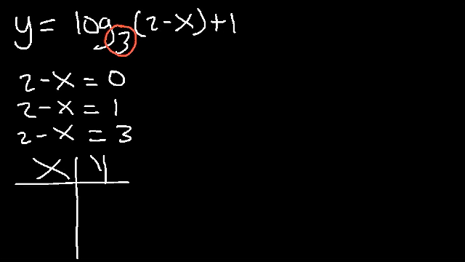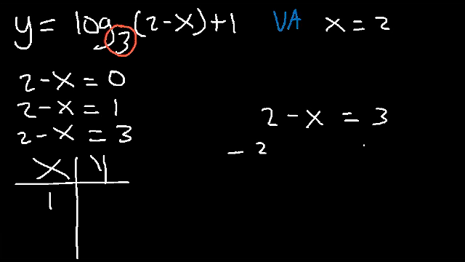The vertical asymptote is for the first one. So if 2 minus x is 0, x has to be 2, because 2 minus 2 is 0. If 2 minus x is 1, x is 1. 2 minus 1 is 1. Now what about when 2 minus x is 3? What is the value of x? So if we subtract both sides by 2, negative x is 1, which means x is negative 1.